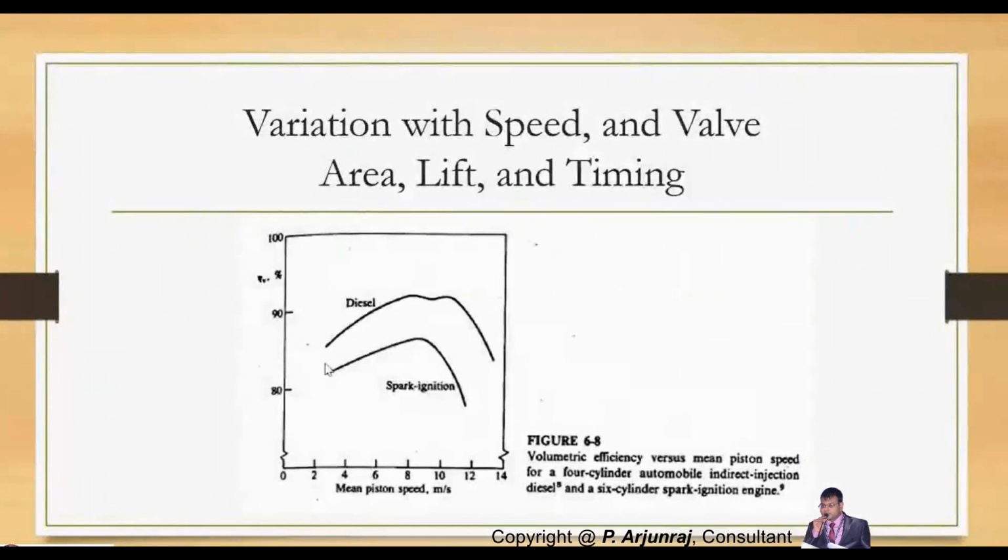Again, you see there is the variation with respect to the engine speed, or the engine speed with respect to the mean piston speed of the engine, and then the efficiency, basically the volumetric efficiency. You see here the diesel is considered to have the higher volumetric efficiency considering the different mean piston speeds of the engine, compared to that of the spark ignition.